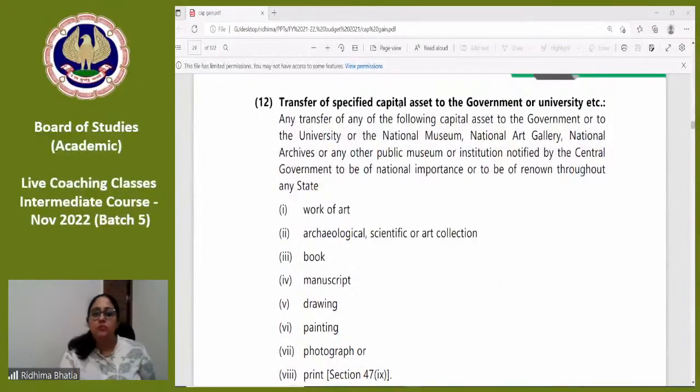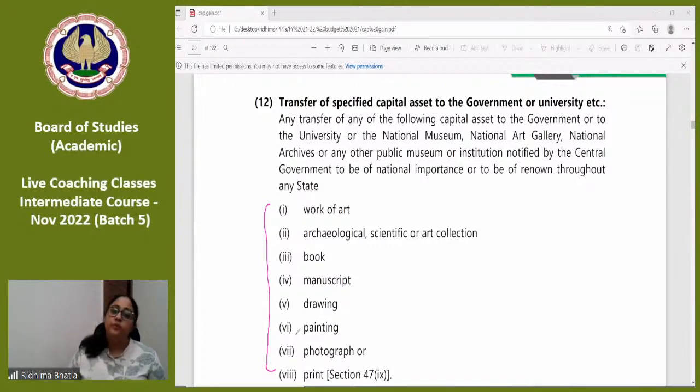Then generally when you transfer these assets to government or university, some archaeological collection which you found, some book, some drawing, government will give you compensation for it. Now who is the fresh owner? Government. Who is the transferor? You. But nothing would be taxable in your hand. It would be an exempt transfer. You do not have to pay any tax on such transfer.